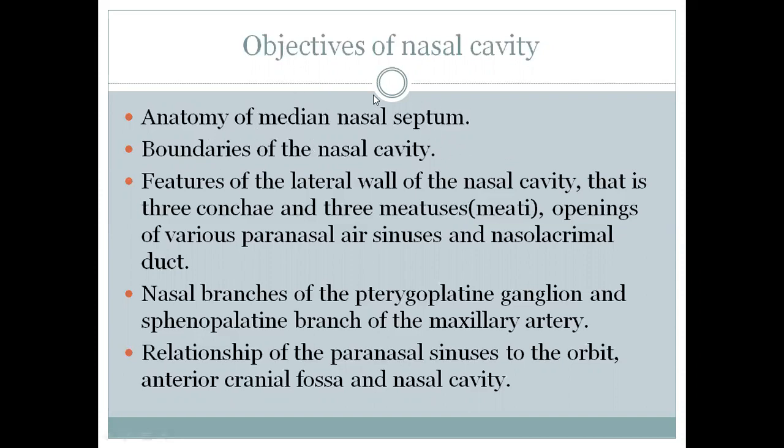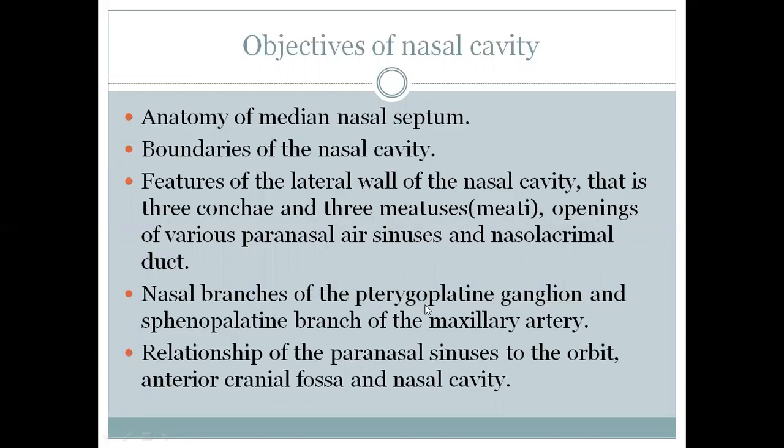We'll discuss in detail the boundaries of the nasal cavity and the features of the lateral wall of the nasal cavity. That is the three conchae that are very important, and the meatus, which is the slot below each nasal concha. These meati will receive the openings of the paranasal sinuses that we discuss in detail, and the nasolacrimal duct.